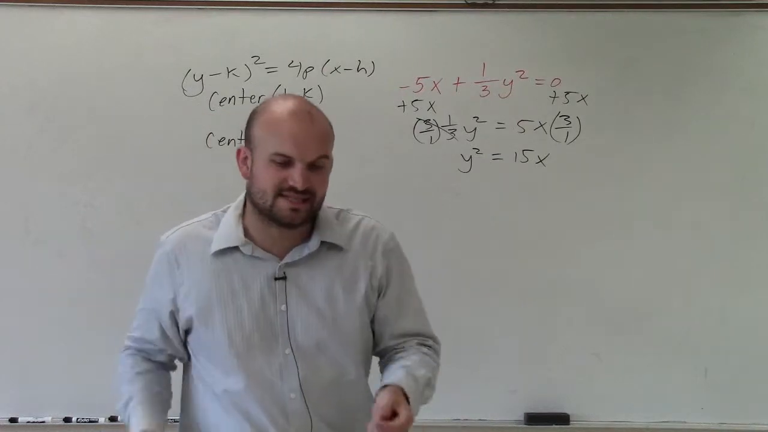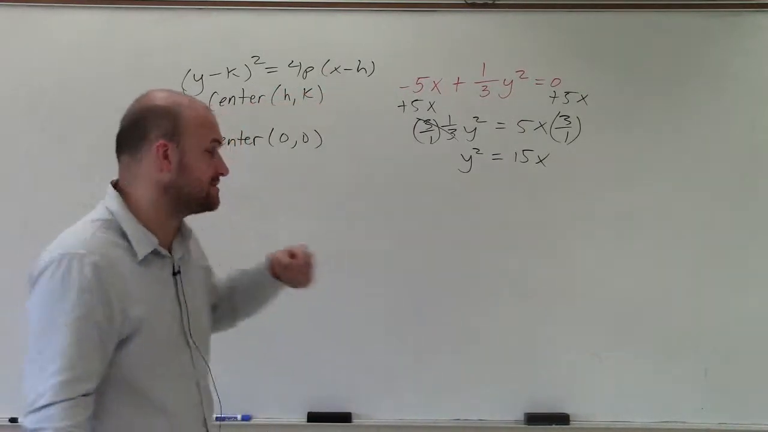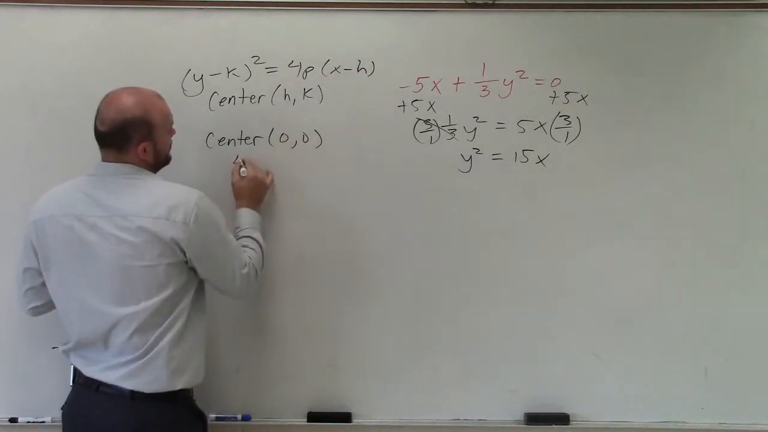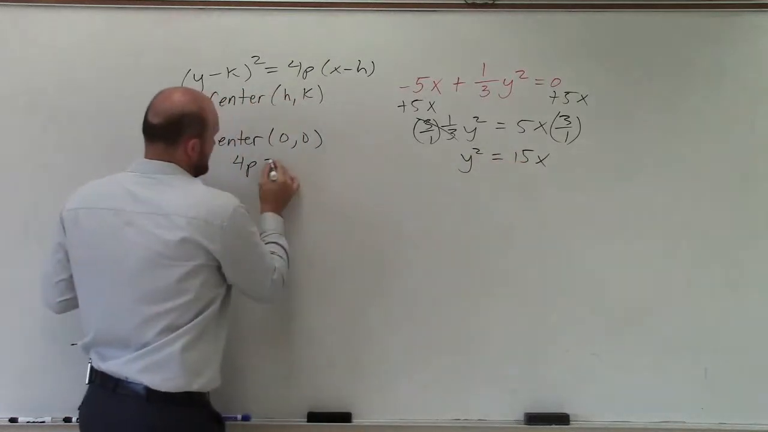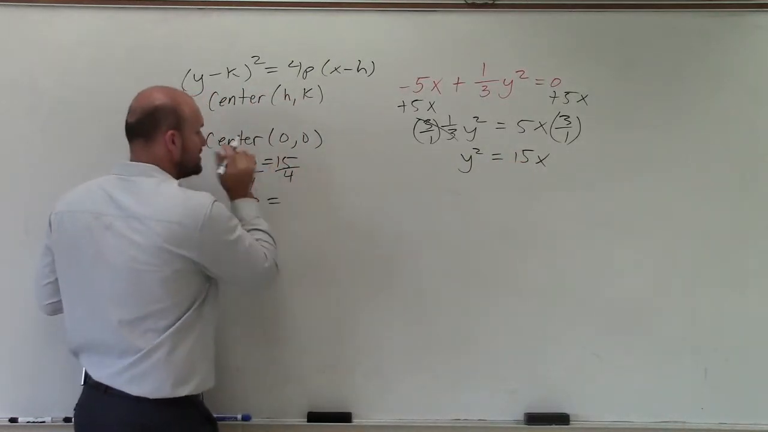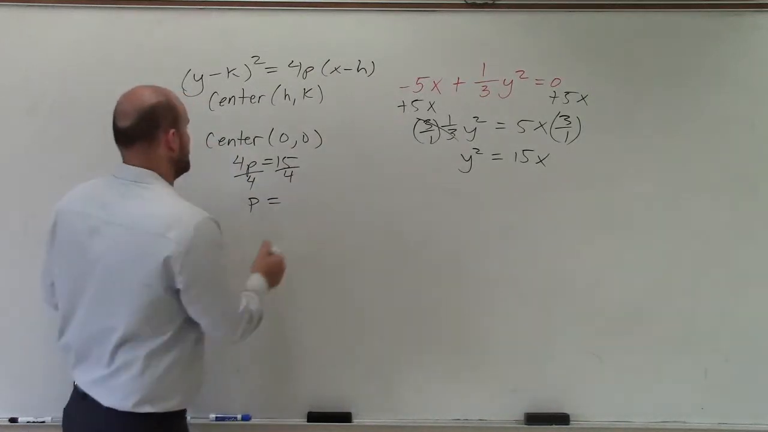Now, the last thing we need to do is just determine what our p is, because our p represents the distance from our vertex to our focus. So to determine that, I know that 4p is multiplied by x, right? So 4p is equal to 15. Divide by 4, divide by 4. P equals 15 divided by 4, which is going to go in there 3 times and 3/4.